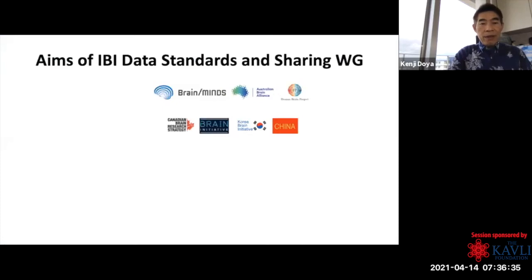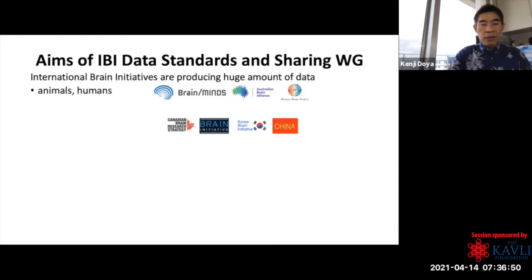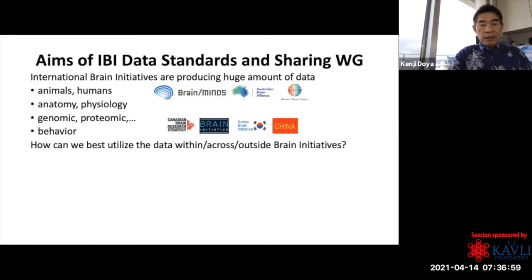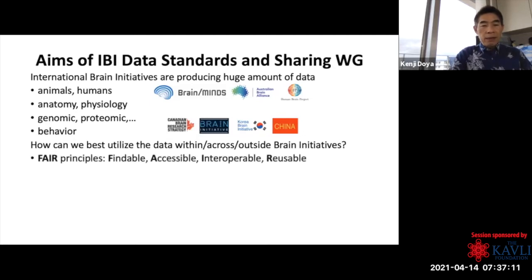So the aim of the IBI Data Standards and Sharing Working Group: with the seven countries and regions, the International Brain Initiatives are going to produce a lot of data of different kinds, from animals and humans, on anatomy and physiology, genomics, and so on. And how we can best utilize these data within each initiative or across different initiatives or even outside of the brain initiatives, that is the important issue. For that, as you know, the FAIR principles are very important: findable, accessible, interoperable, and reusable.